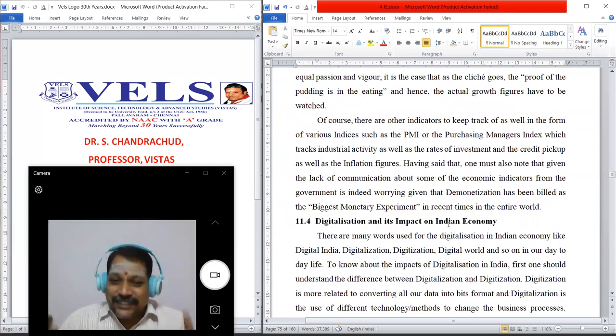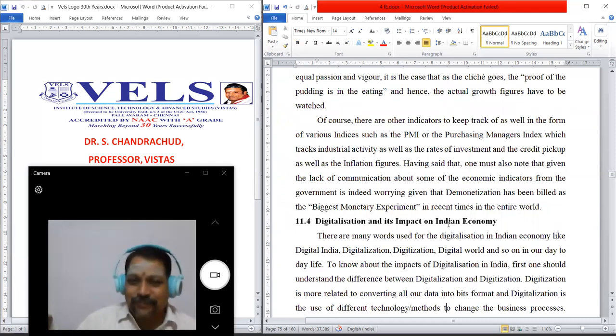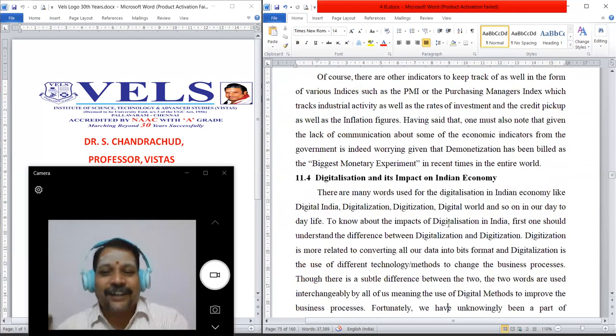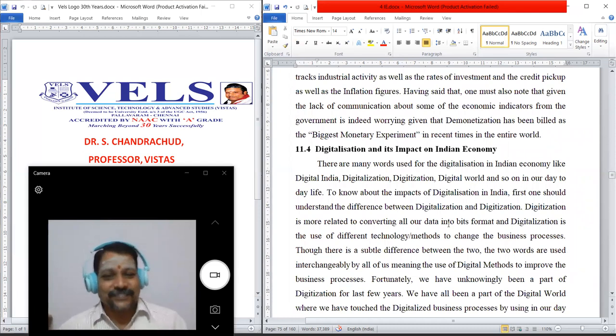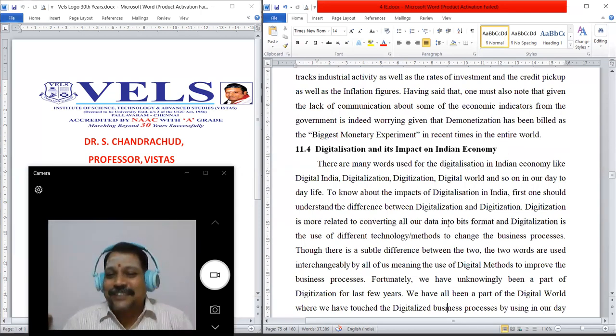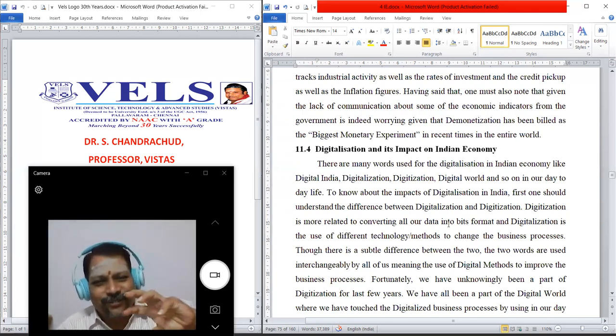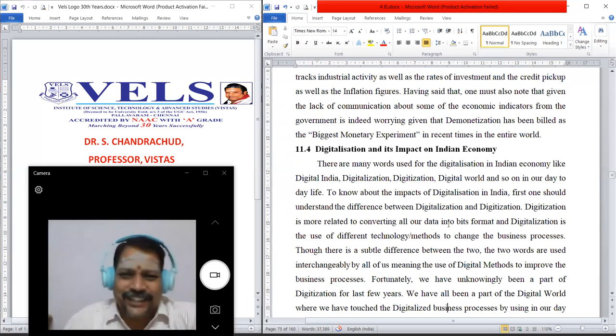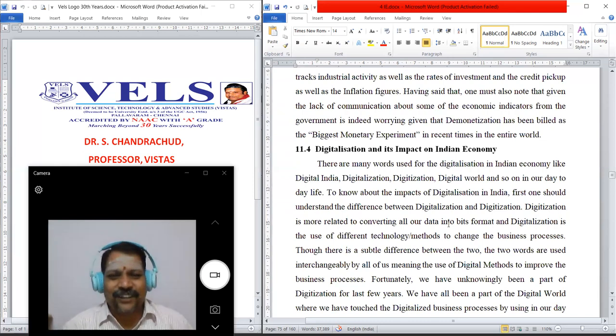Now, with this basic idea, we will see which are all the positive impacts and what are all the negative impacts. There are many words used for digitalization. So this particular GST implementation and demonetization implementation was compensated with digitalization. Because of this policy, Digital India, the economy started improving, not only with the developmental activities, but also with a number of growth promotions taking place. For example, Digital India, Digitalization, Digital World, and people started using these words and started making money.